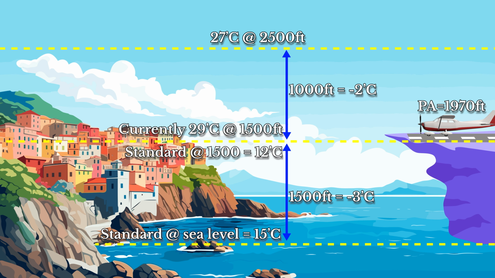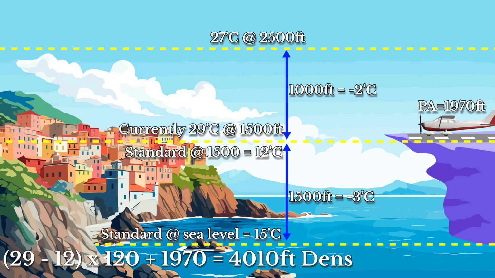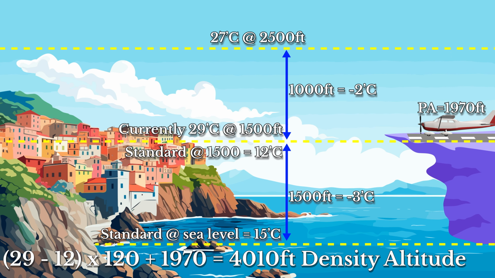Now let's fill in the formula and see how the plane will perform. So 29 minus 12, times 120, plus our previous pressure altitude of 1,970 equals 4,010 feet. So even though we're only at 1,500 feet, the plane will act as if it were at 4,010 feet, which will significantly impact our performance. That's why density altitude is so critical, because even though your indicated altitude might say 5,000 feet, your airplane might perform like it's at 8,000 feet. That means longer takeoff rolls, reduced climb performance, and sometimes dangerous situations if you're not paying attention.